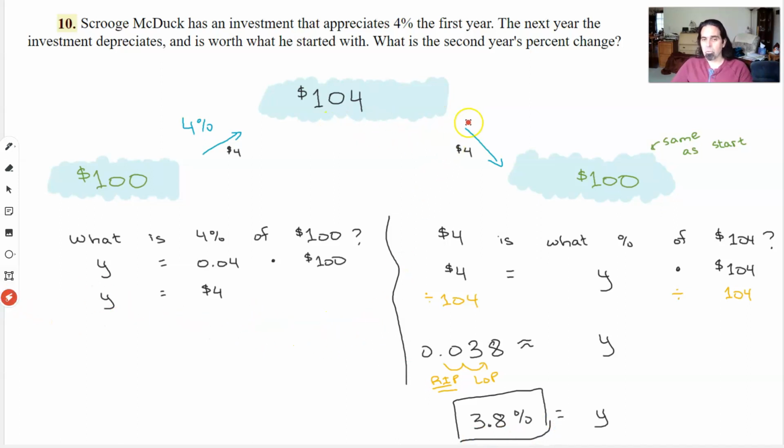Yes. If we went down a full 4%, we'd shoot past this and we'd get $99 and change. We need slightly less than 4% because we have a slightly bigger number to start with. So let's have a slightly smaller share of a bigger pie to have the same $4 difference.